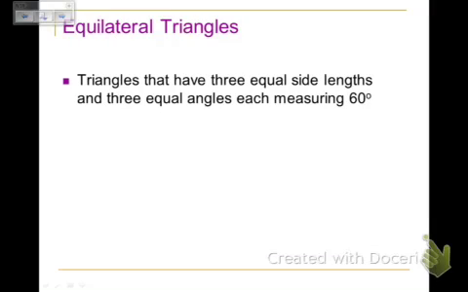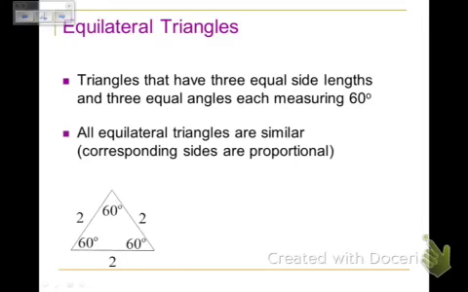So now let's look at some special triangles. And first we're going to look at an equilateral triangle. And equilateral triangles, they have all 3 equal angles. And each measures 60 degrees. All equilateral triangles are similar too. So I have one with all sides being 2.